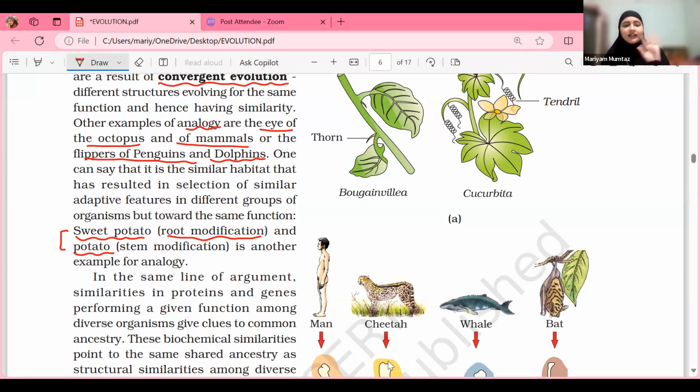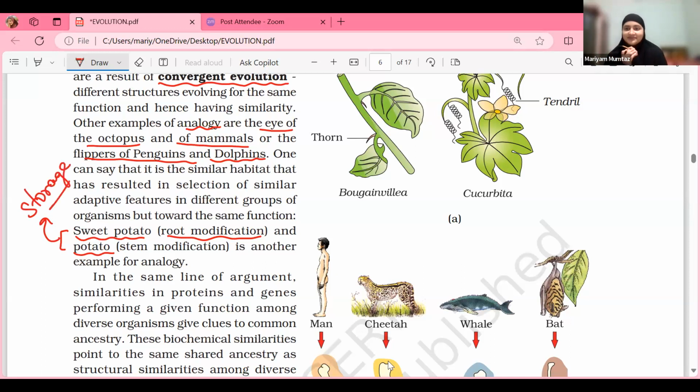Morphology has nothing to do with it. They're both rich in starch. Yes, they're both rich in starch and they both perform the function of storage. Starch is the storage food of plants. So their function is storage. Very good.